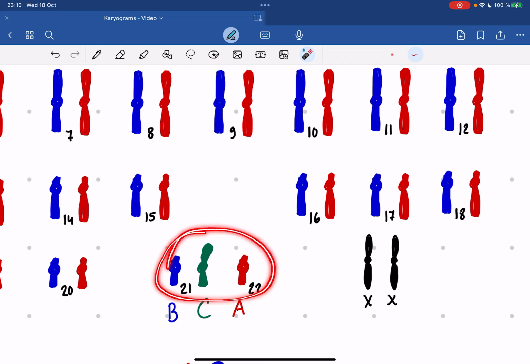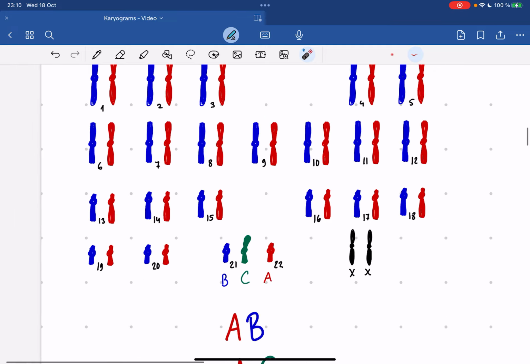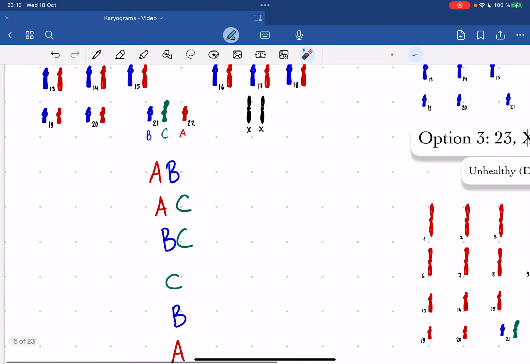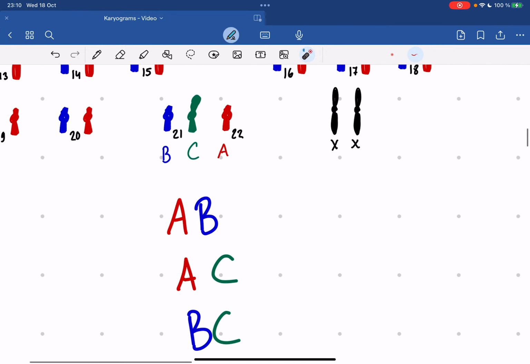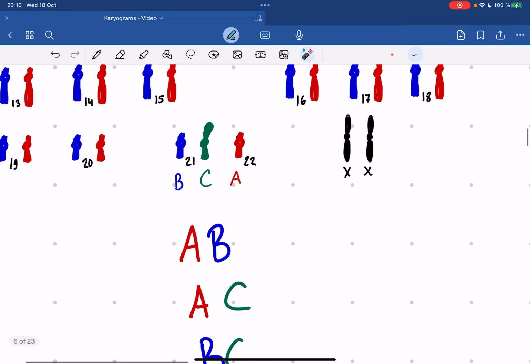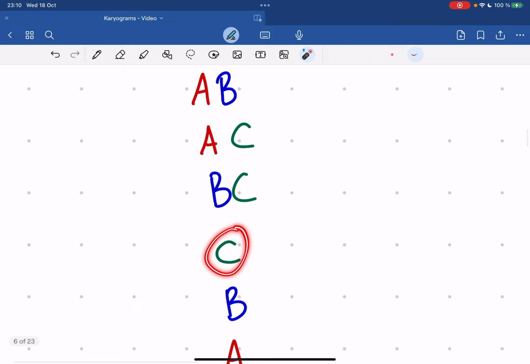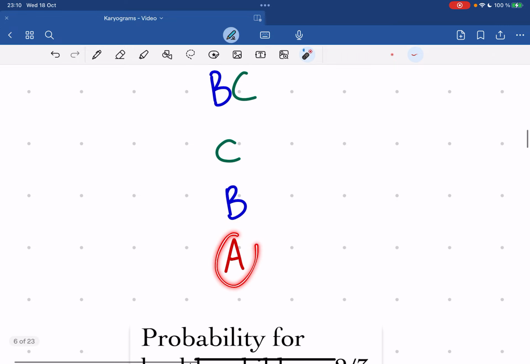This represents 4 different chromosomes, even though it's technically just 3. And the best way to explain it would be, imagine this one being represented with an A, this one B, and this one C. So you can either have, and you have to choose either 2 or 1 respectively. So you can either have AB, AC, BC, or just C, just B, and just A.